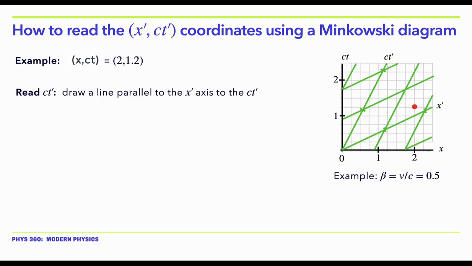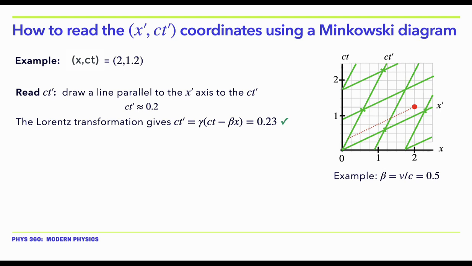To read off what the primed coordinates are, you just extend a line. If you wanted to read off what the CT prime value is of this point, you would just extend a line parallel to the X prime axis until you run into the CT prime axis. And then try to estimate where it is. So this looks like it's about maybe 0.2 of the way from 0 up to the tick mark. So just from the diagram, I would estimate that it's around 0.2.